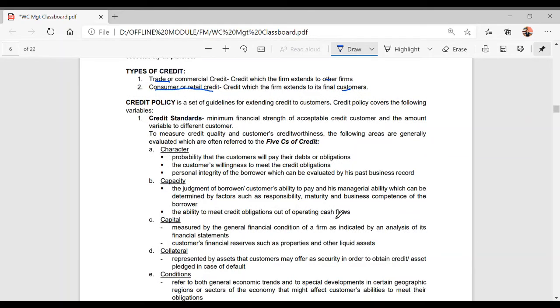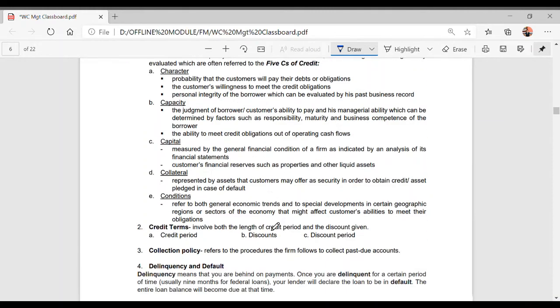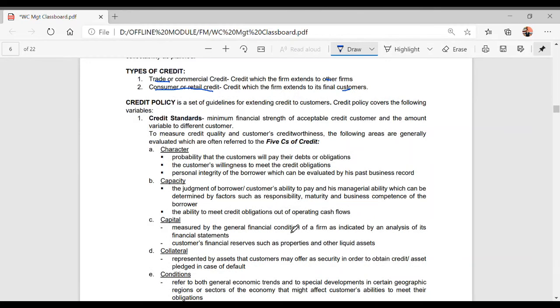Then, in terms of our credit policy, we have to take note of the credit standards, credit terms, credit collection policy, and delinquency and default. So, the credit policy is a set of guidelines for extending credit to customers. So, credit policy covers all these four variables. So, first is our credit standards. So, dapat naagid tayo standards or benchmark kung kinsa ato ang pautangon.